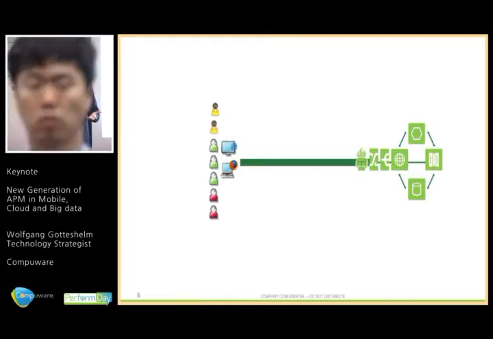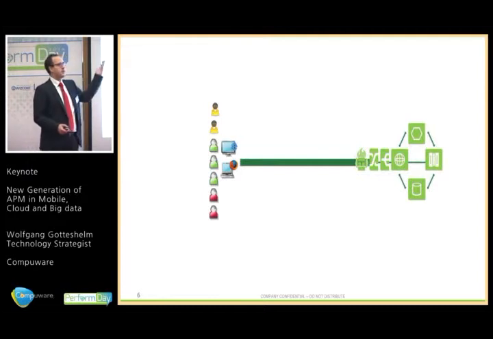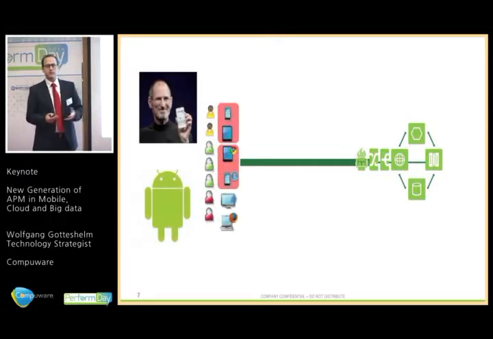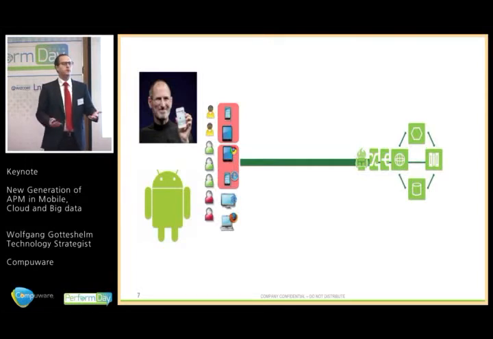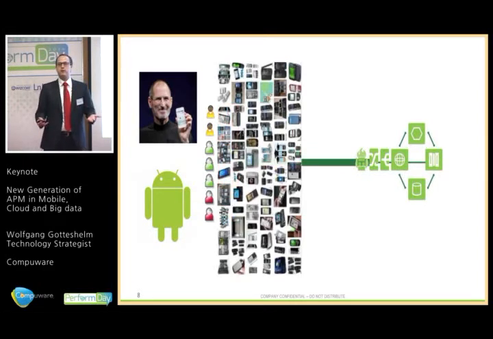But then something happened. In 2007, Steve Jobs came and announced the iPhone. And suddenly people not only used desktop browsers and laptops, but they used phones and tablet devices to access your application. So you have more users coming in from different devices using your application. And then with the arrival of Android, it got even worse, or better depending on which perspective you look at. But now you have way more users and way more devices that can access your application.